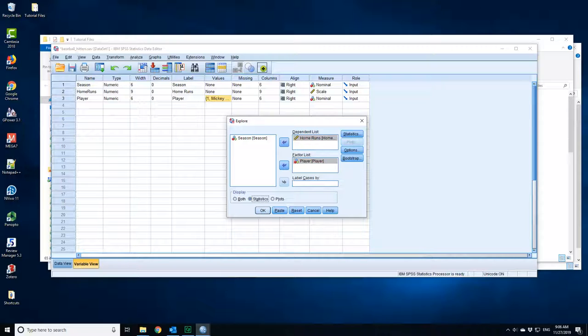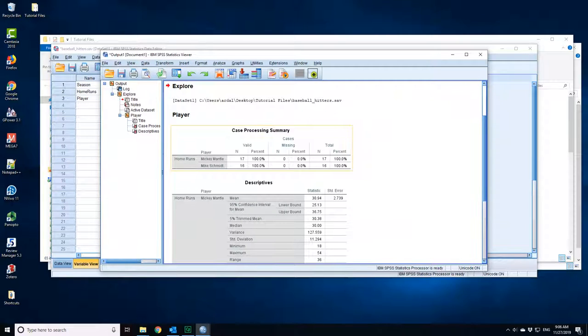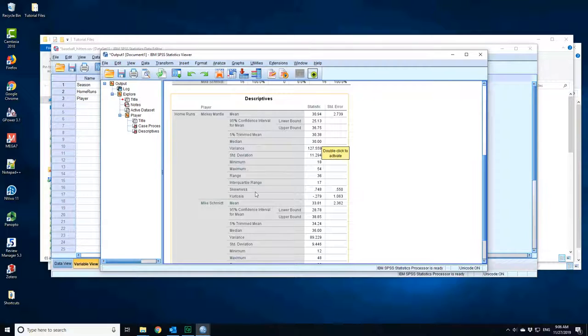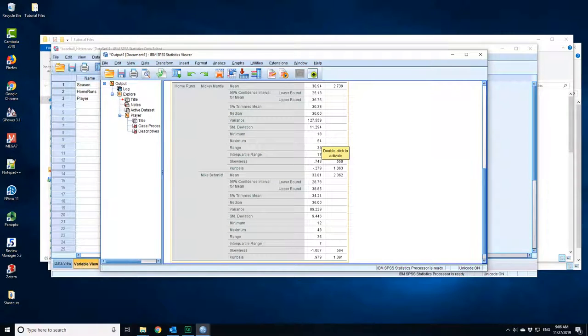analysis. I only want the statistics. I don't want to look at the plots. That just adds extra layers of complexity for this. And I just want to look at the table of data at the minute. So I press OK. Now I can see the means for Mickey Mantle and Mike Schmidt, but I don't want that. I see confidence intervals, but we'll come back to that later.